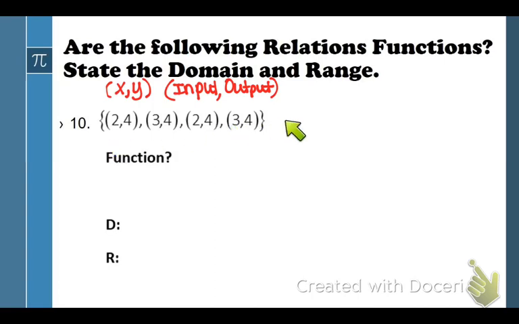Is this a function? Yes. Every time I put a 2 in, it appears I get a 4, and every time I put a 3 in, it appears I get a 4. I don't care that all the Y's or outputs are 4. That's totally fine. But every time I put in the inputs, I'm getting the same output out. The domain is just going to be 2 and 3, and the range is going to be 4.